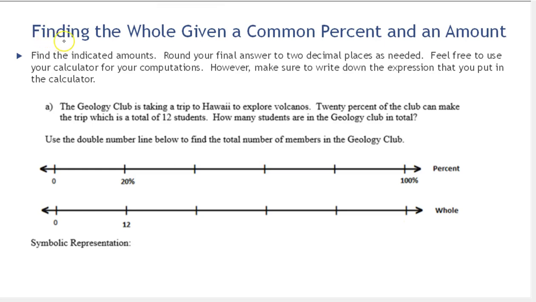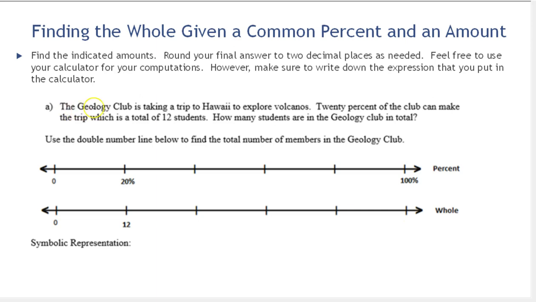In this video, we're going to find the whole given a common percent and an amount. So we're going to find the indicated amounts. We'll round any answers to 2 decimal places when we need to. We're going to use a calculator for computations, but we're going to make sure to write down the expression that we put in the calculator. So let's read through the problem and highlight important information.